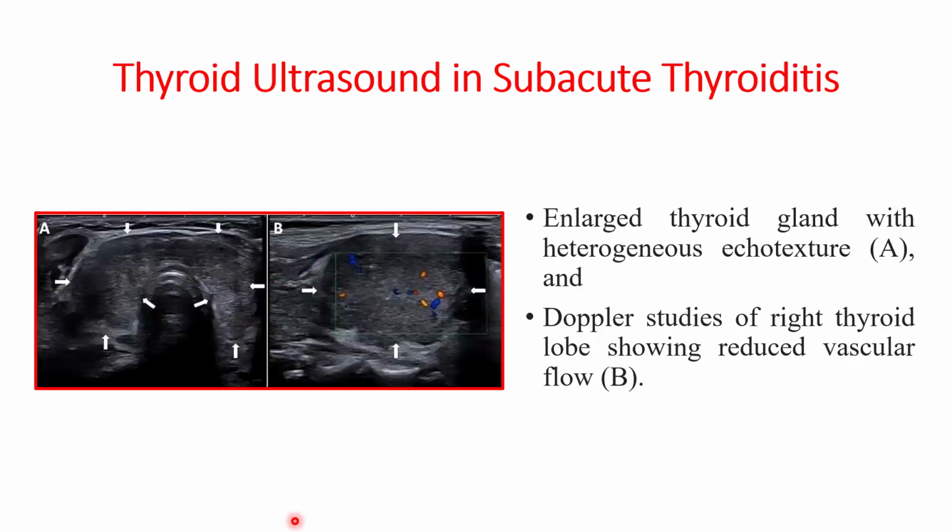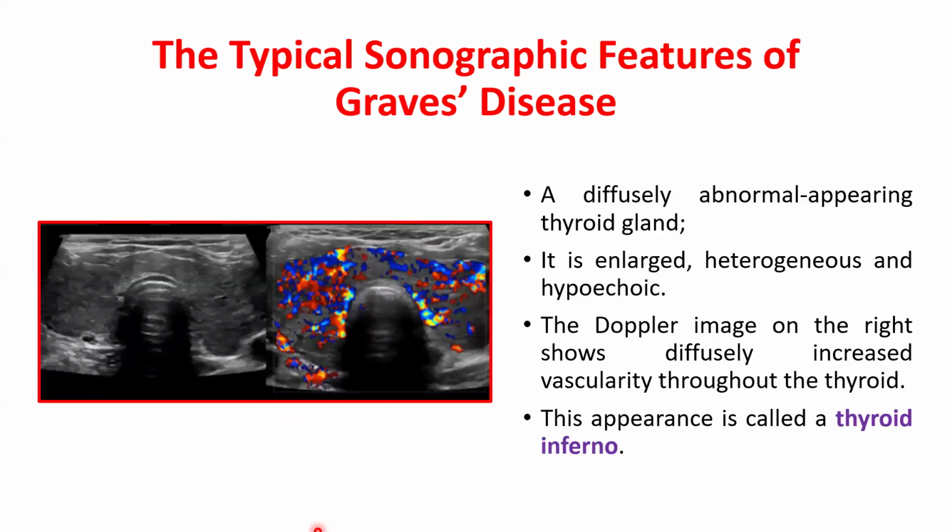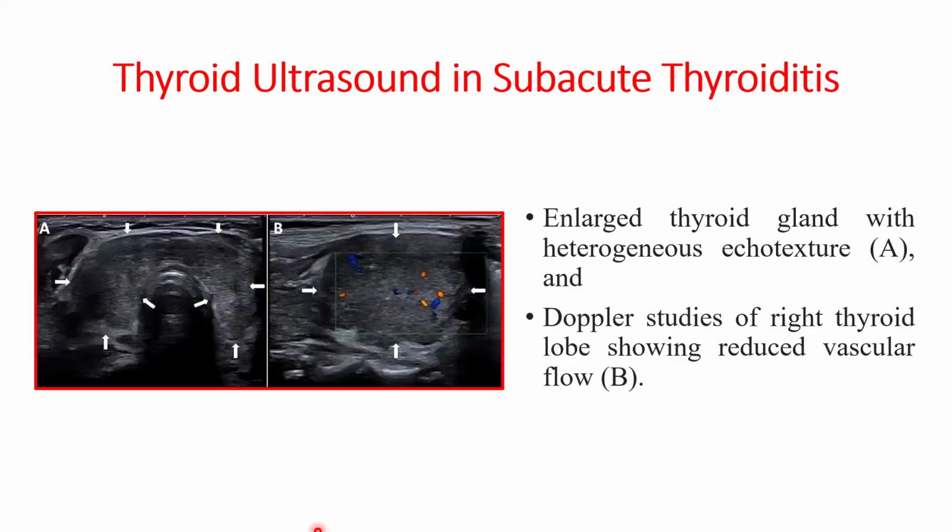Now, let us look at the thyroid ultrasound in subacute thyroiditis. Again, the thyroid appears enlarged, right? Diffusely enlarged with heterogeneous echo texture. In addition, by Doppler studies, there is reduced vascular flow. You can compare it to the previous one. This one is very much reduced, while this one is very much increased. Okay, so this is the thyroid ultrasonographic picture of subacute thyroiditis, right?